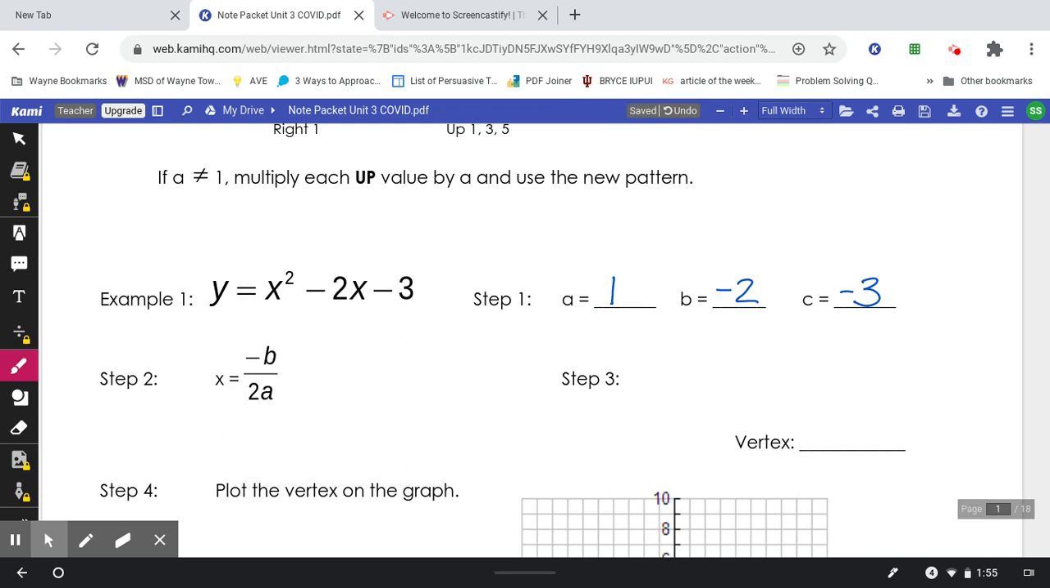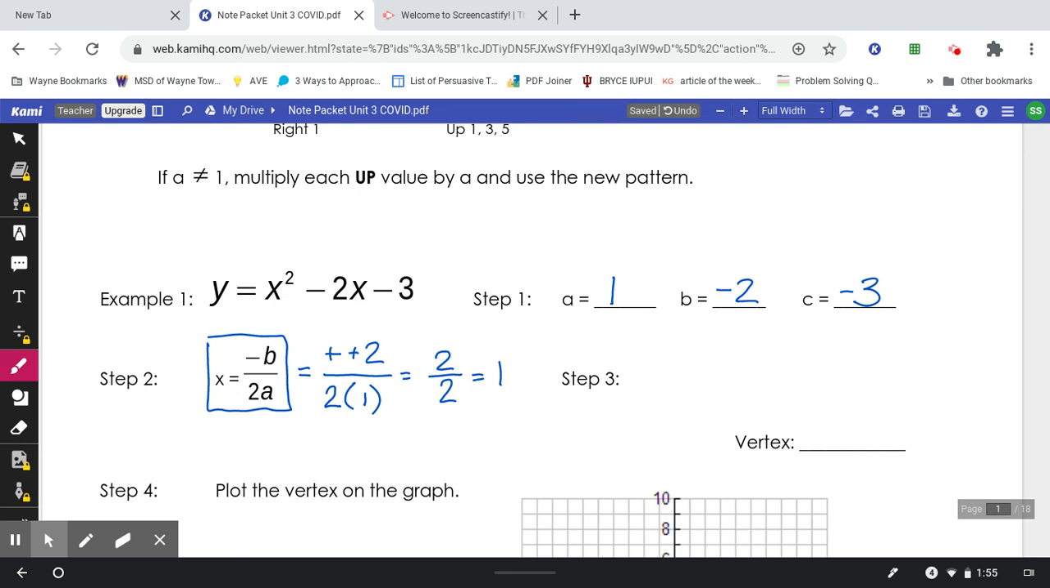Step 2, I need to find my answer for x. So that means I'm going to use this equation right here, -b over 2a. Negative of the b, which would be -2, and then 2 times 1. Those two negatives cancel out to get a positive. And 2 divided by 2 gets me 1.